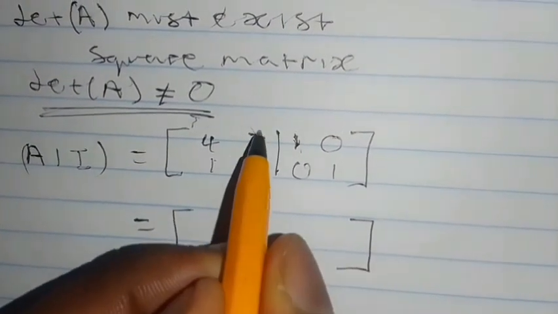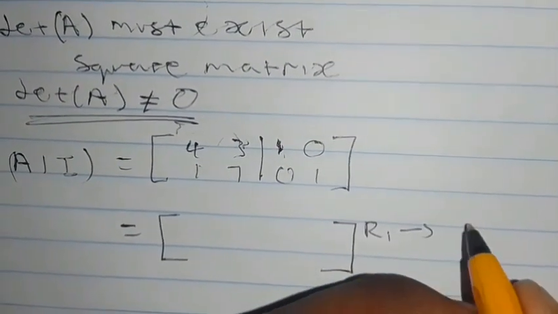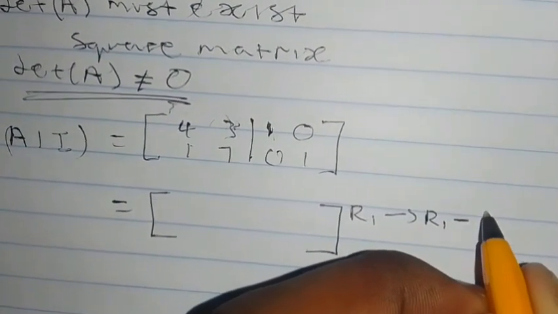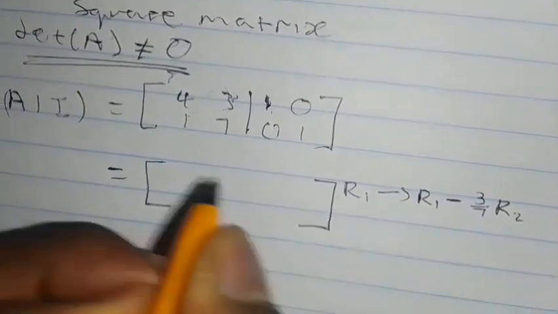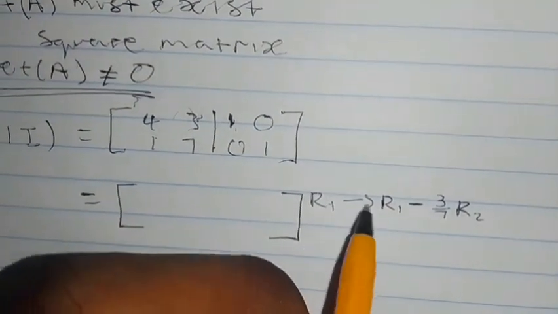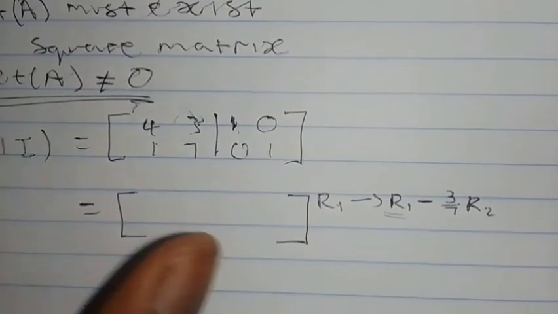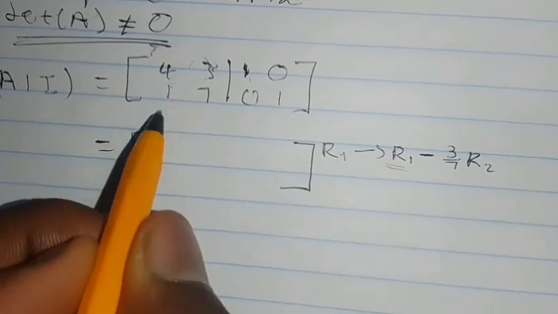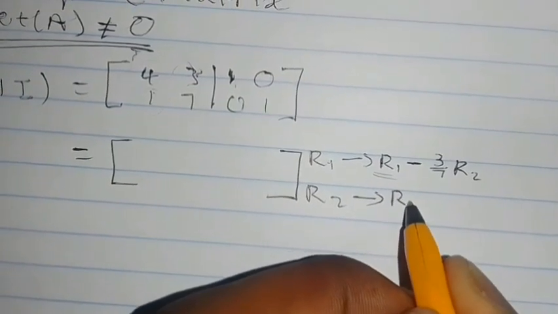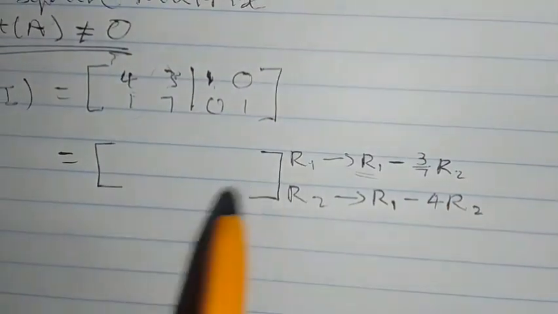First things first, we want to make this to be 0. So we'll replace row 1 with row 1 minus 3 over 7 row 2. We're using rows to eliminate this, and you cannot replace row 1 with something that doesn't have to do with row 1. Whenever you replace row 1, you must have something that has to do with row 1. And now, we also want to have 0 here, so we'll replace row 2 with row 1 minus 4 row 2. We can do that replacement like that.